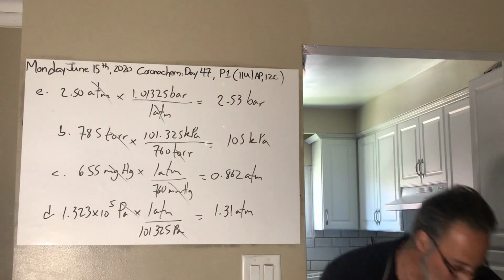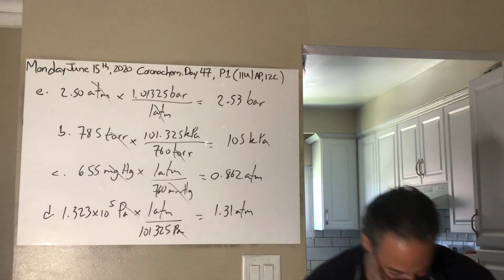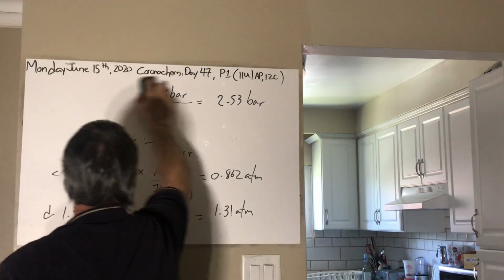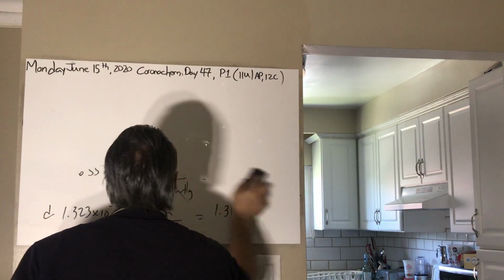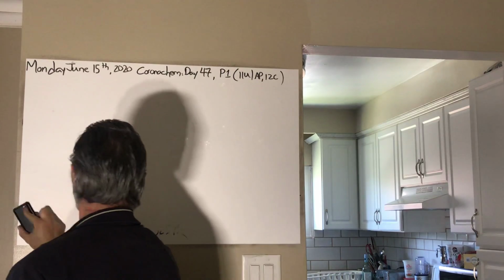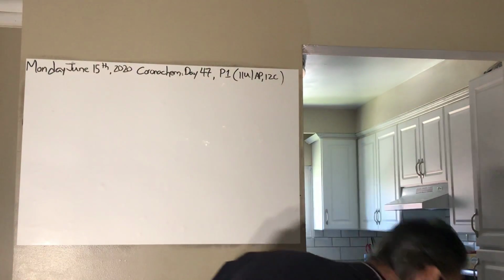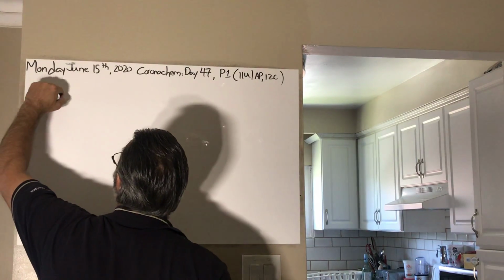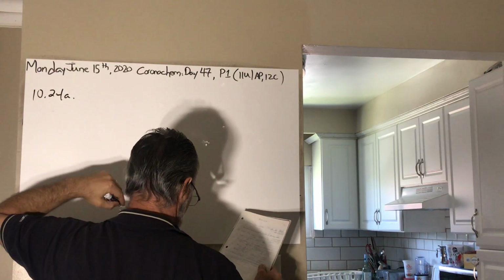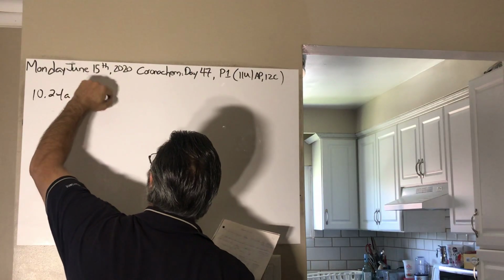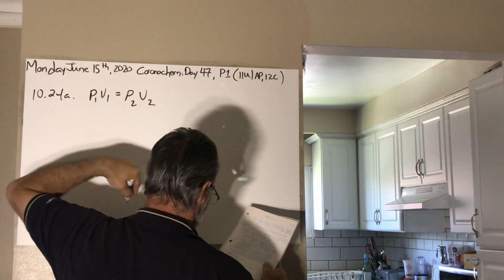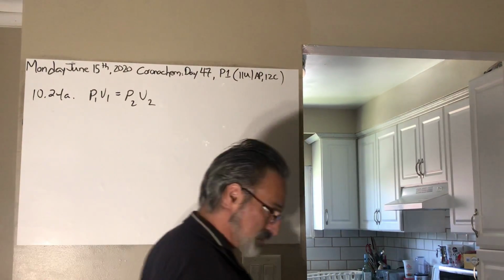The second question I wanted to do with you was number 10.24. P1V1 is equal to P2V2. And, well, let's read the question.